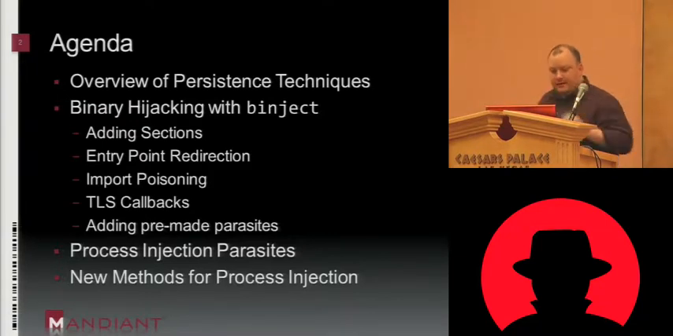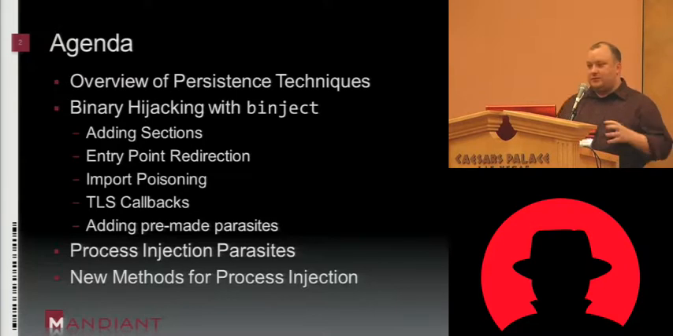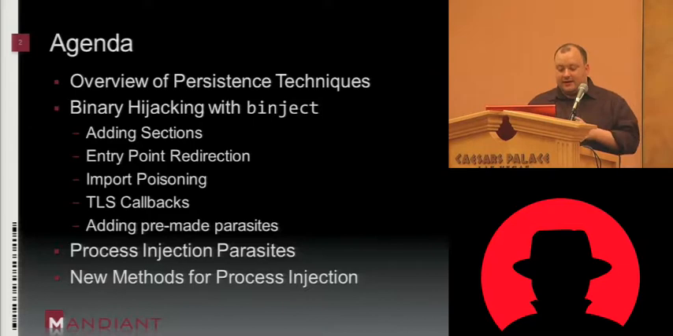So first off, I'm going to talk a little bit about the overview of persistence techniques, how malware stays persistent, or how a pen tester would essentially get something to be persistent on a network if that's what he's trying to do. I'll talk about the Binject tool, which is basically my approach to automating persistence through binary hijacking specifically. And I'll go through some of the major techniques it supports. It actually supports quite a few other things that I'm not going to talk about, but you can download it and run the tool with the -H option and see some of the other things it supports.